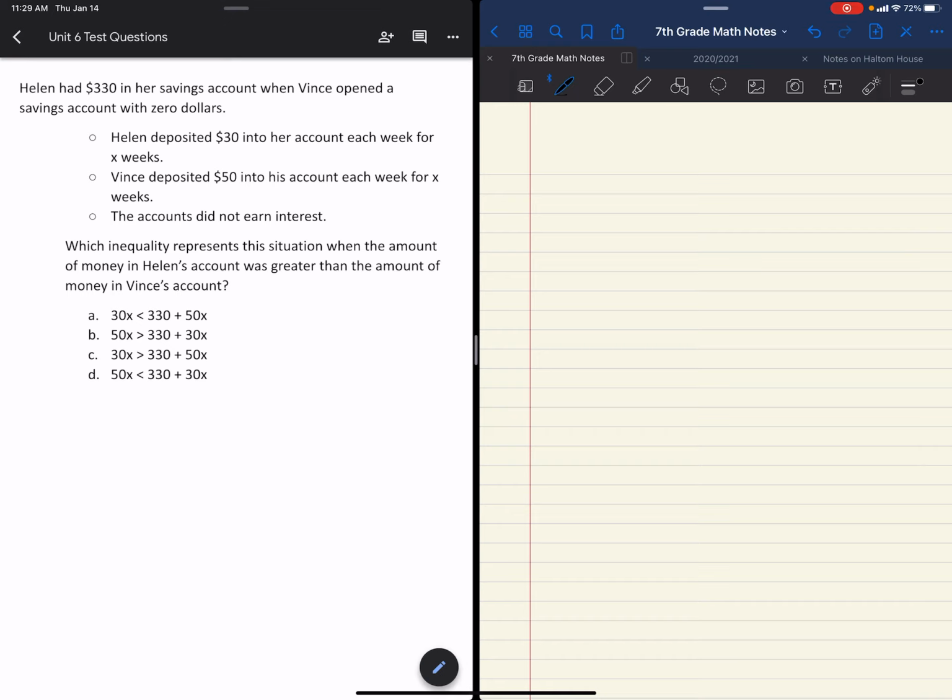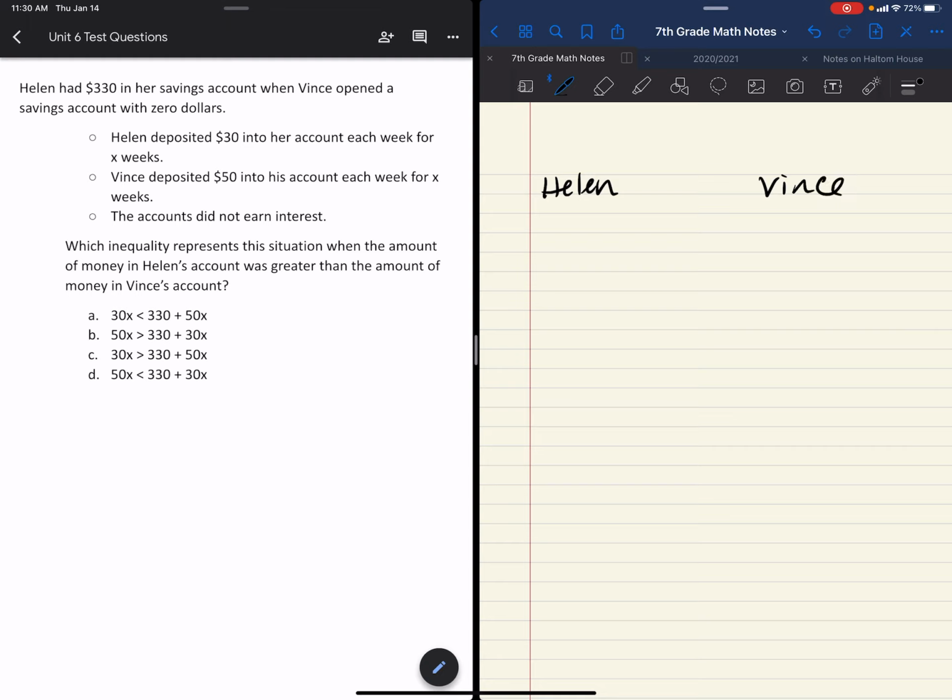And the accounts did not earn interest, which honestly doesn't necessarily pertain to us, but you guys know in math, we have to be very specific and we have to know all of our information. So which inequality represents the situation when the amount of money in Helen's account is greater than the amount of money in Vince's account? So let's go through this information again by splitting it up into Helen and Vince.